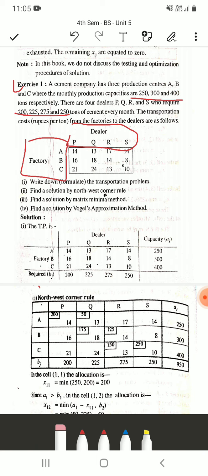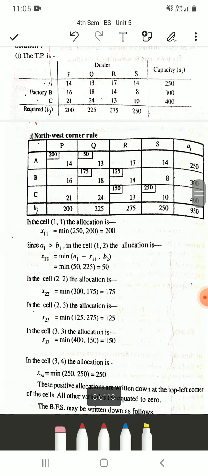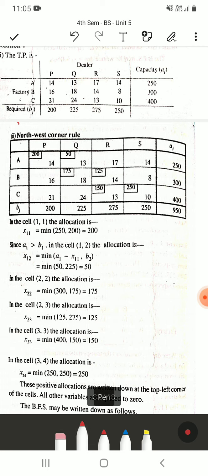So now we have to find out the initial basic feasible solution by three methods. So the first sub question is to find it by the northwest corner rule method. So make a table and write all these values with the cost matrix. Make each cell neatly with good space so that you can make the allocations.